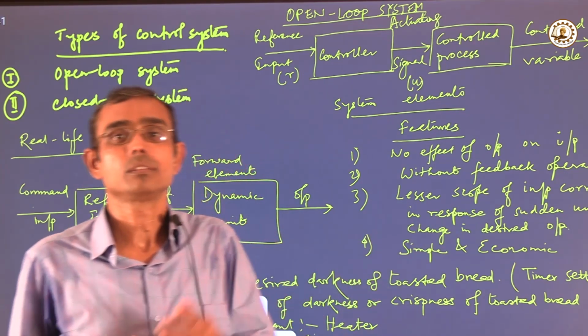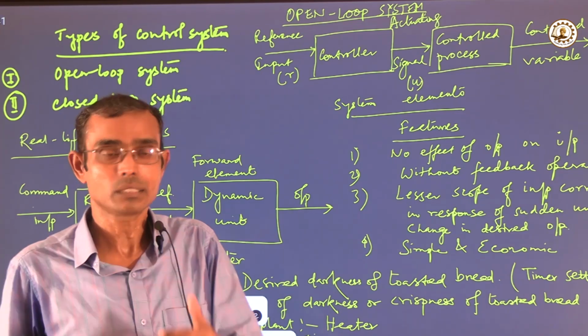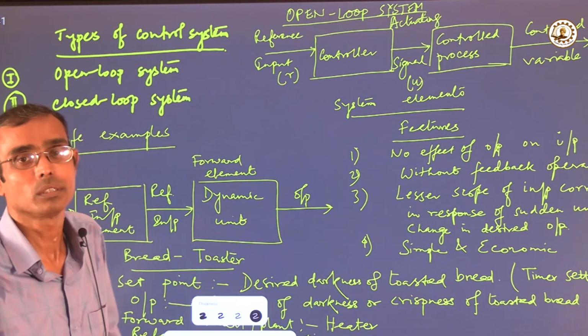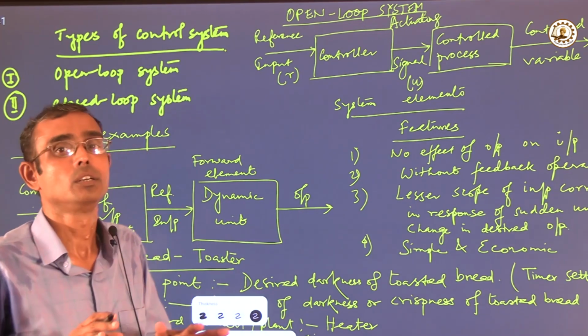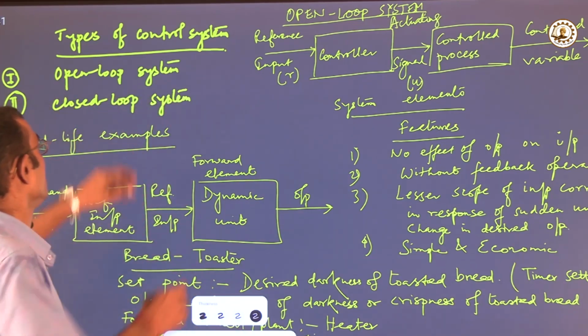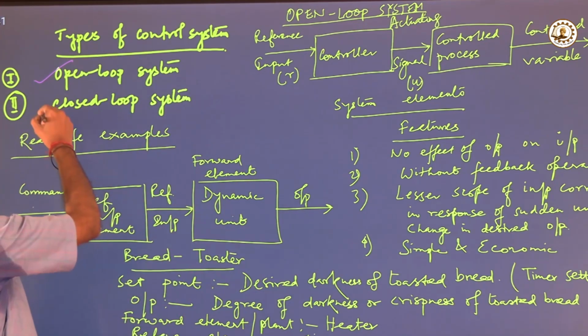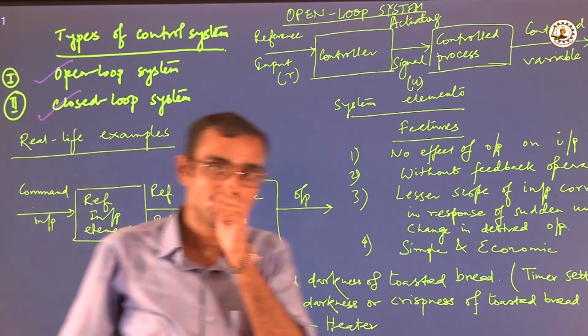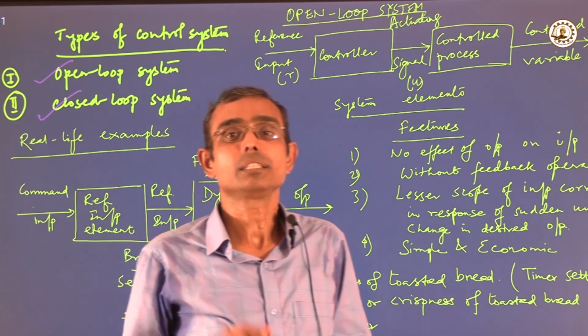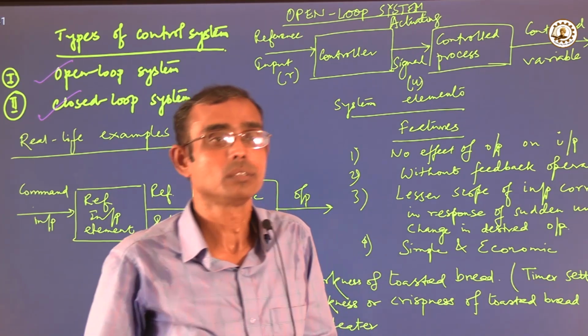So, carrying on that lecture, in this lecture I will be discussing the different types of control system, the two basic types: one is the open loop control system and the other is the closed loop control system. At the onset, let us first discuss the loop.